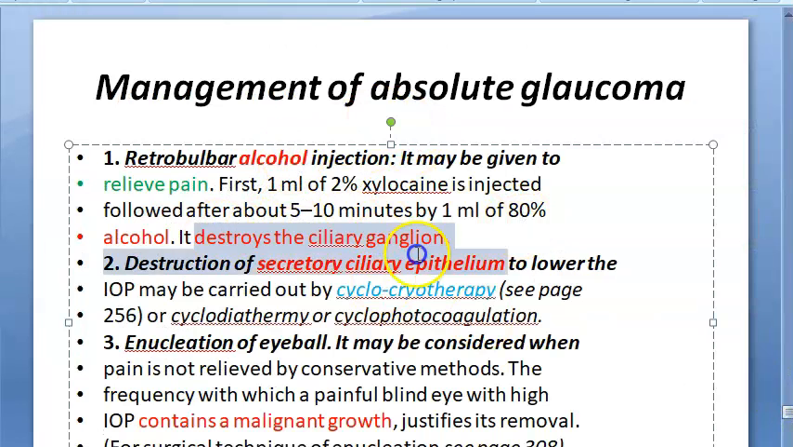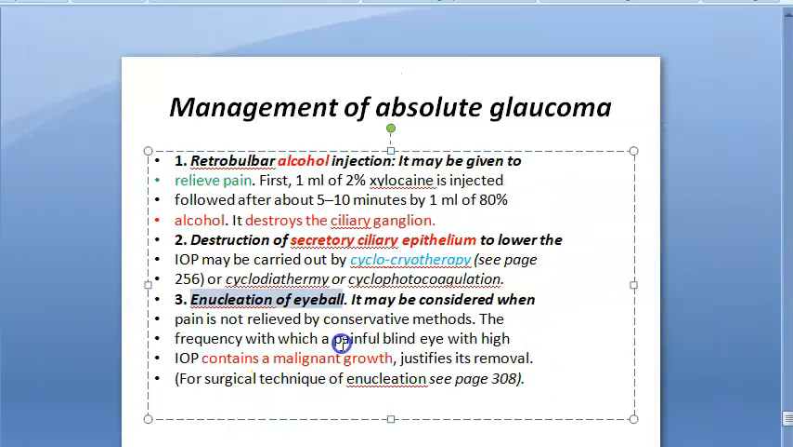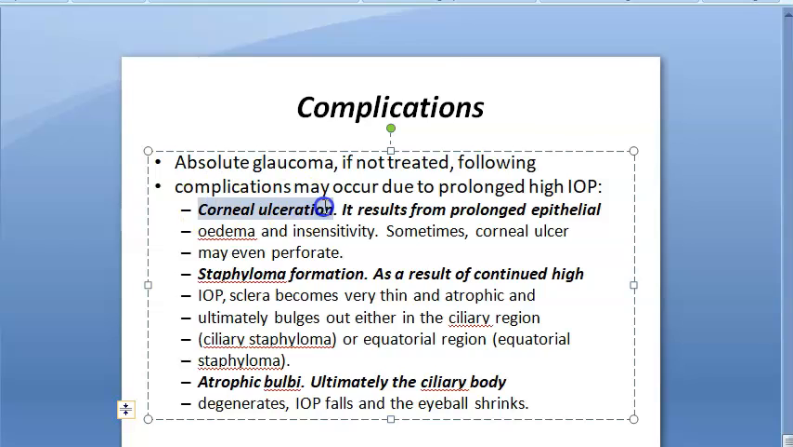Then how will you treat this absolute glaucoma? Alcohol you can give and destroy the ciliary ganglion. You can destroy the secretory ciliary epithelium with cryotherapy, diathermy, photocoagulation, etc. You can enucleate the eyeball if you think there is malignant growth, right? If there's malignant growth. If you don't treat this absolute glaucoma, then there can be corneal ulceration, perforation, staphyloma formation, atrophic bulbi.